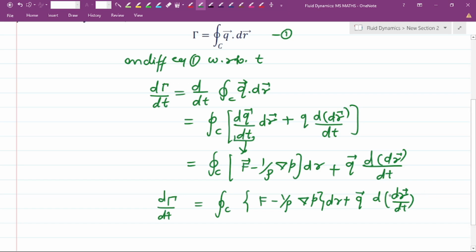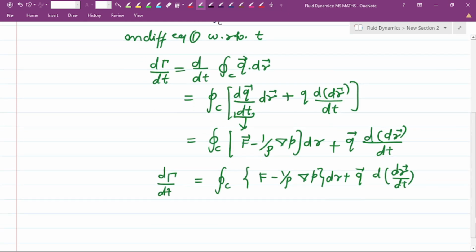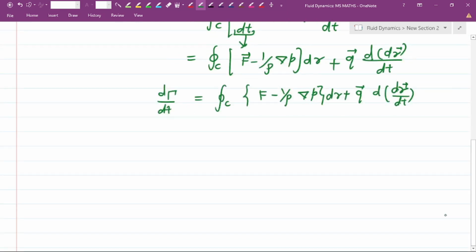Now I will write, if my force is a conservative force, then I can write my f vector as minus delta omega. Okay, so this we have used earlier, where omega is a quantity, and the vorticity vector is delta cross q. This omega represents the curl of Q, the vorticity vector.